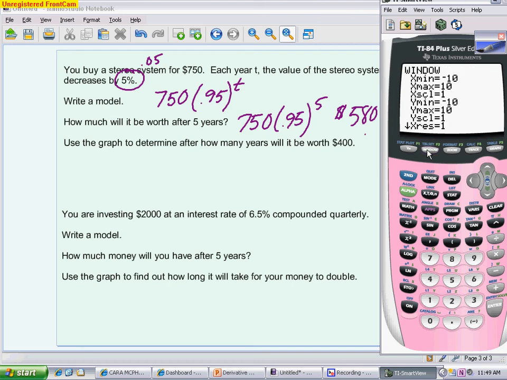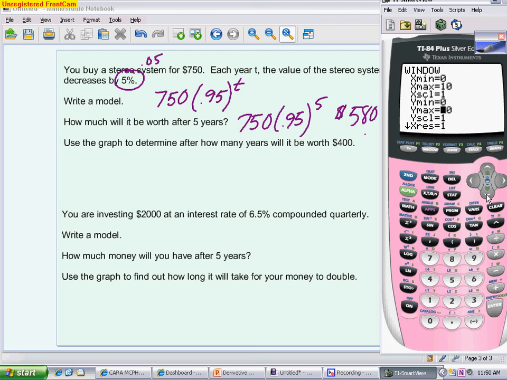First of all, my minimums have to be 0, because x minimum is representing the start of the time scenario. We're starting at 0. I'm not sure about x maximum. I'm not sure how many years, so I'm going to keep it at 10. I might change it later if I don't see a good picture in my graph. My y minimum is also 0. That is the value of my stereo. And my maximum, well, I want to get to $400.